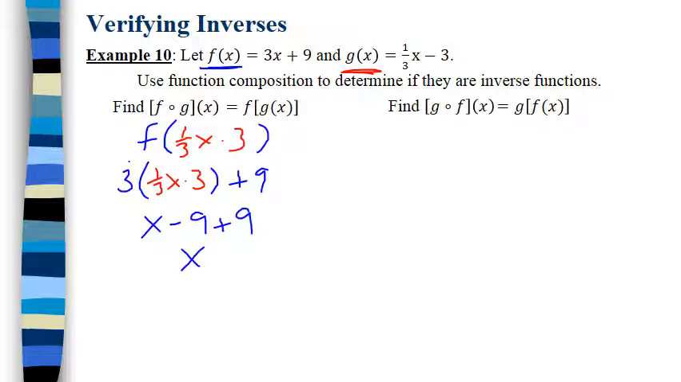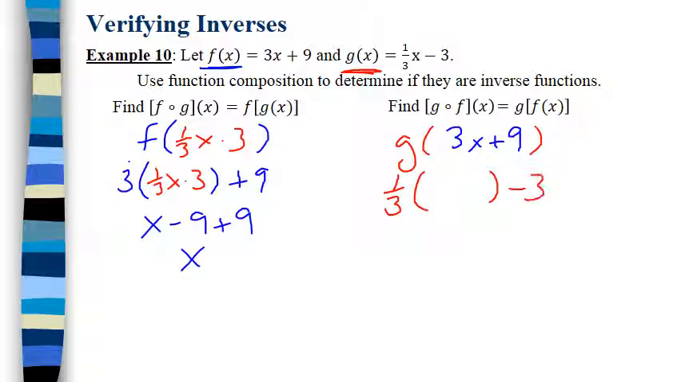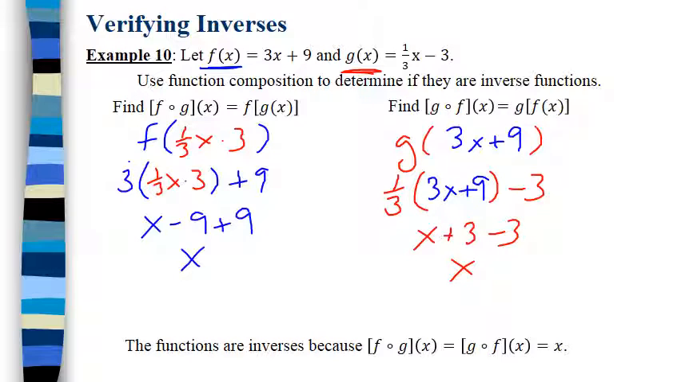I can do the same thing for g of f of x. So in this case, I'm going to take g of f of x, and so f of x is 3x plus 9, and g of x says take 1/3 of your input and subtract 3, and your input is 3x plus 9. So when I distribute the 1/3, 1/3 times 3x is x, 1/3 of 9 is 3, minus 3, which is x. And so the functions are inverses because f of g of x equals x, and g of f of x equals x.